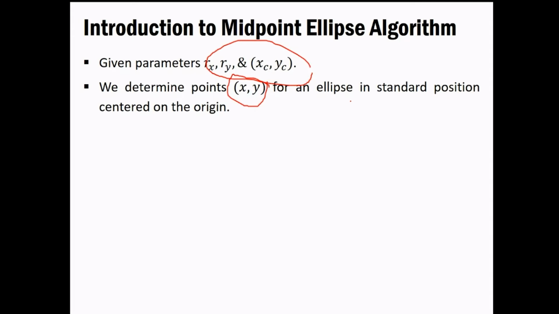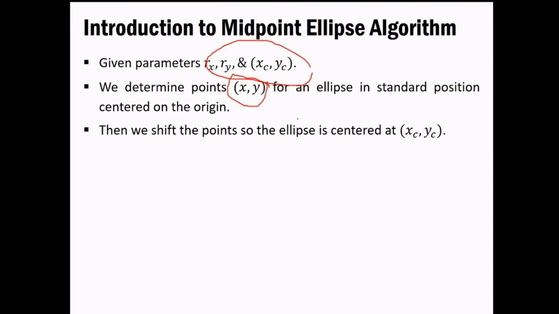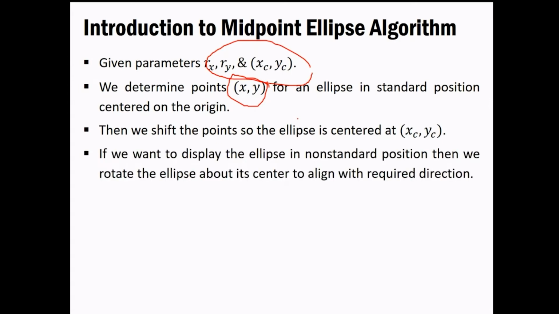Okay, centered on the origin. Then we shift the point so that the ellipse is centered at (xc, yc). As I told you, you won't always get that particular center. Then if you are not getting it, then what? What it says is, if we want to display an ellipse in a non-standard position, then we rotate the ellipse about its origin to align with the required direction.